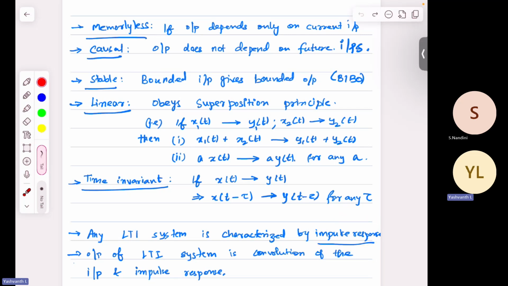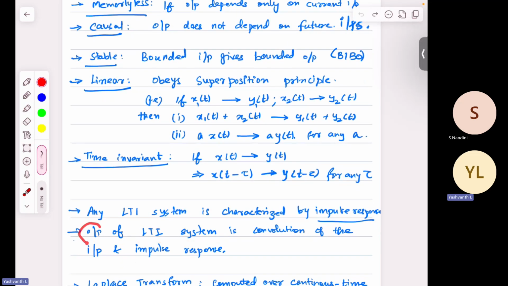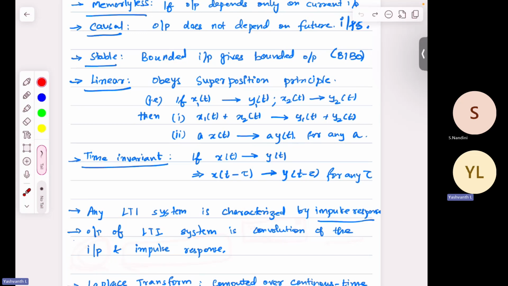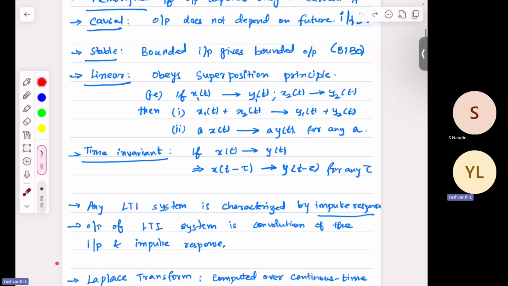Why is the impulse response special? That's because you can show that for any LTI system, the output is given by the convolution of the input signal and the impulse response of the system. So you convolve both the signals, and whatever signal you get is going to be the output of the LTI system. Okay, so that's basically about signals and systems, from the first two or maybe three lectures.